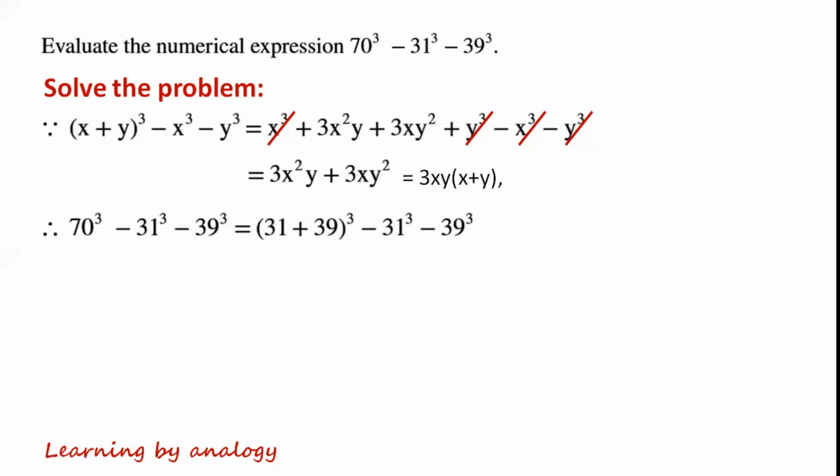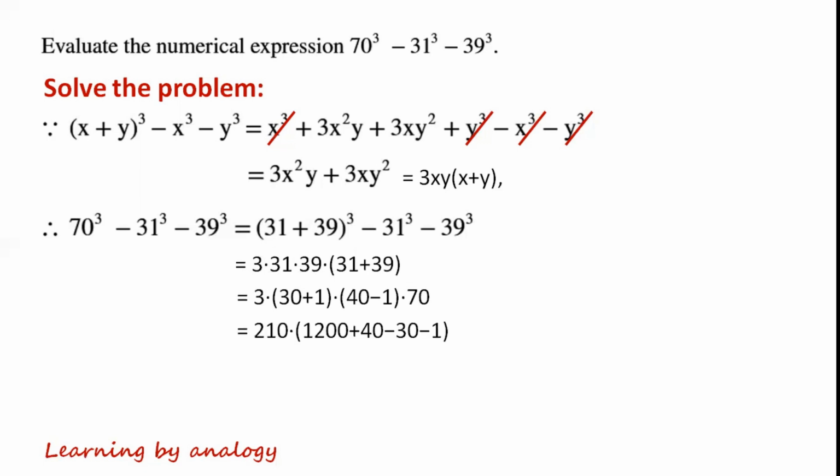So 70 cubed minus 31 cubed minus 39 cubed can be written as (31 plus 39) cubed minus 31 cubed minus 39 cubed, which can be written as 3 times 31 times 39 times (31 plus 39), which can be written as 3 times (30 plus 1) times (40 minus 1) times 70.